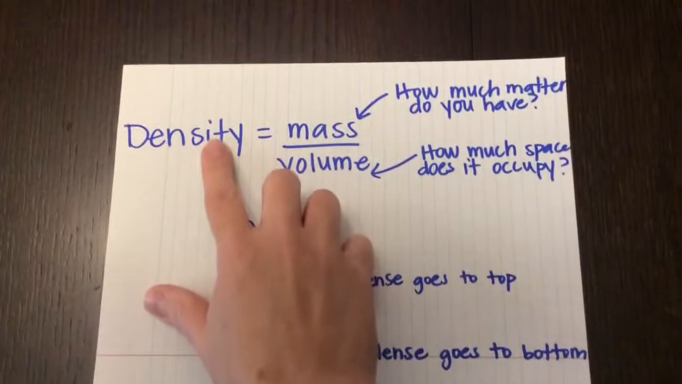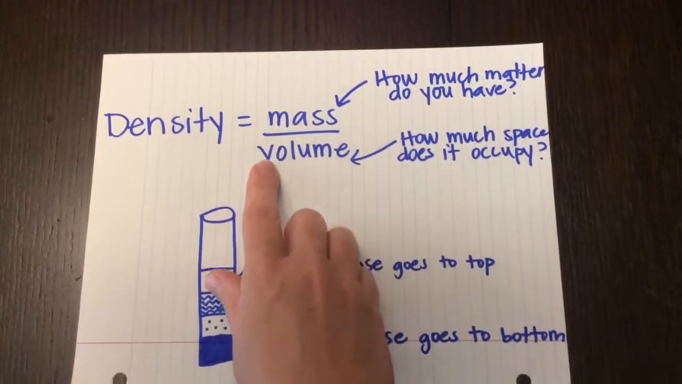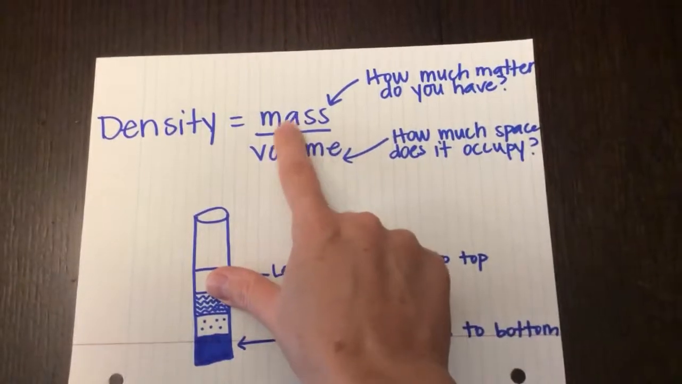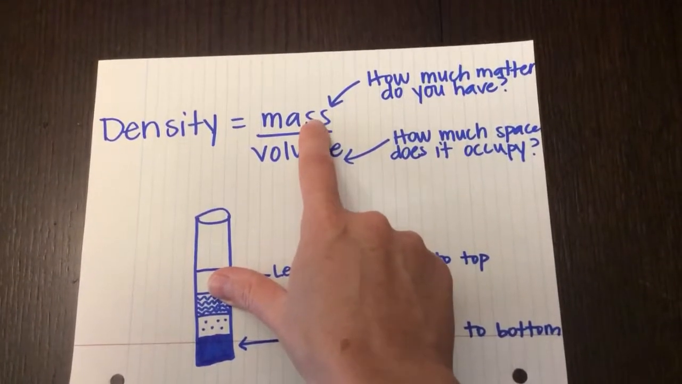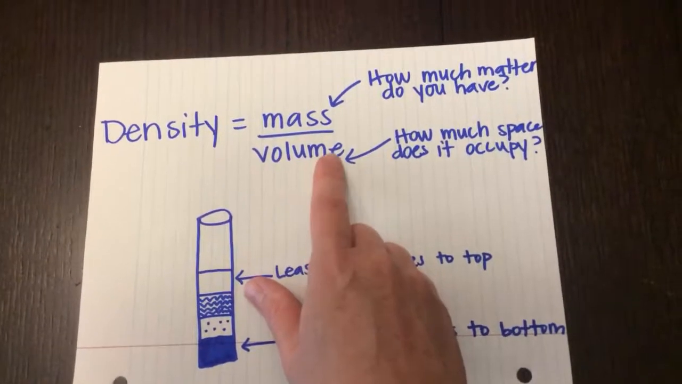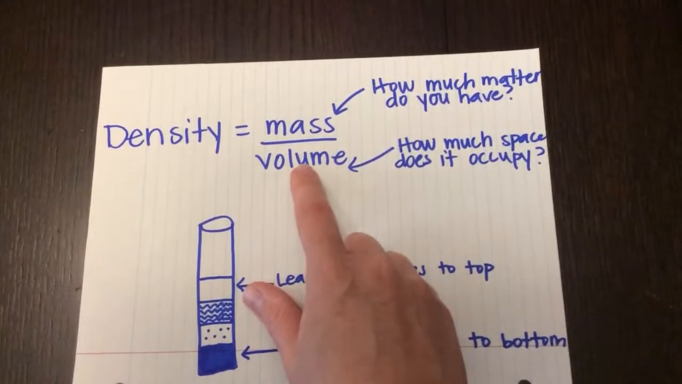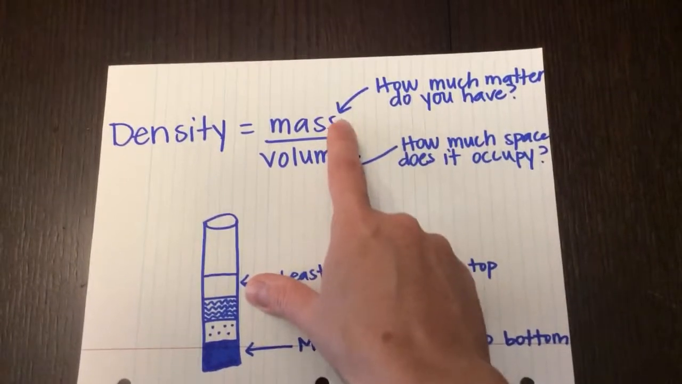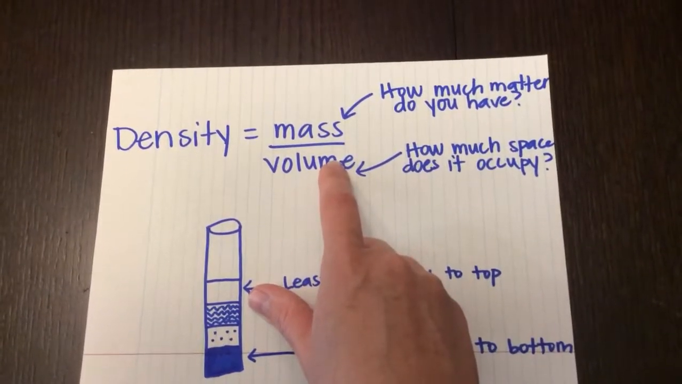And so density is a ratio of mass to volume. Mass is a measure of how much matter you have, how much physical matter you have. And volume is how much space it occupies, how much space it takes up. So when you take the mass and divide it by the volume, you get the density.